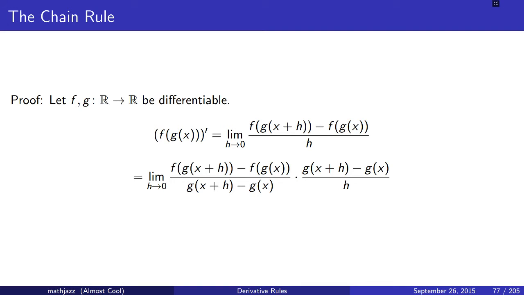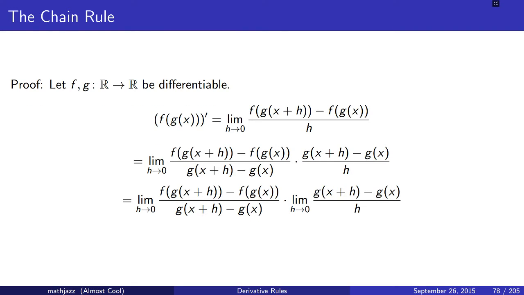We're doing this so that we get two expressions, two limits. One will be the definition of the derivative of f at g of x, and the other will be the definition of the derivative of g of x. So, to do that, we have to split this limit into two limits, and we do that. The right limit is, in fact, the definition of the derivative of g of x.